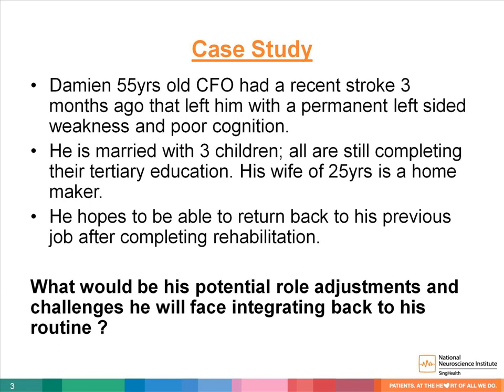To assist our teaching, we will be using a case study to illustrate post-stroke role adjustment issues and management. Damien, a 55-year-old CFO, had a recent stroke 3 months ago that left him with a permanent left-sided weakness and poor cognition. He is married with 3 children, all still completing their tertiary education. His wife of 25 years is a homemaker. He hopes to be able to return to his previous job after completing rehabilitation. As we go through the presentation, consider what would be his potential role adjustment and challenges.